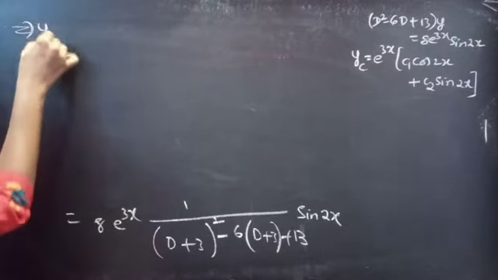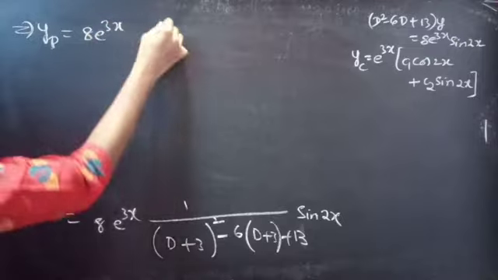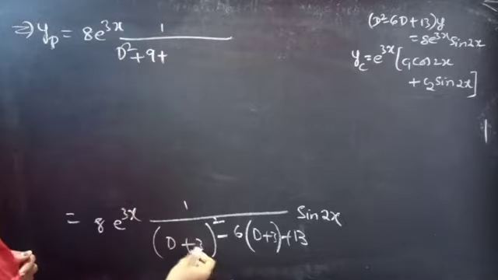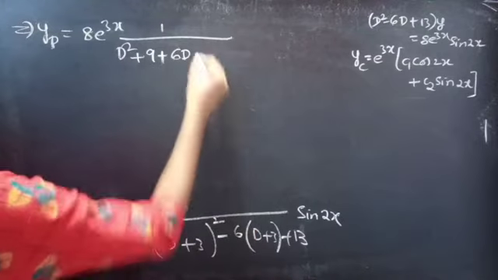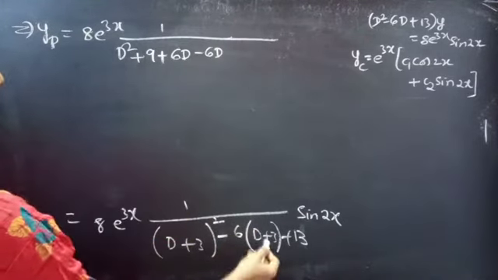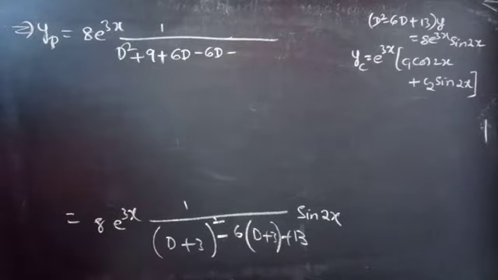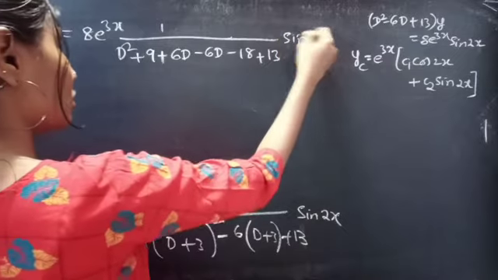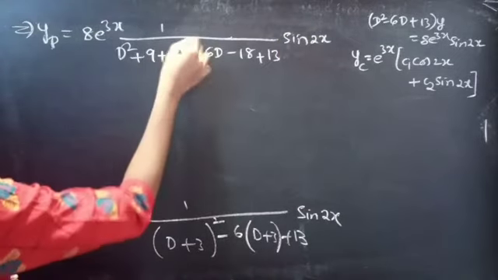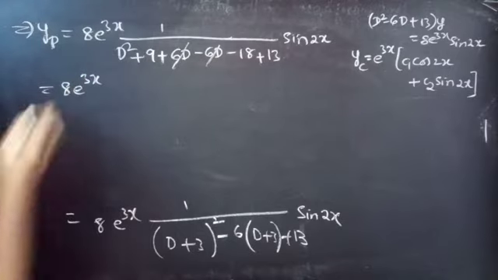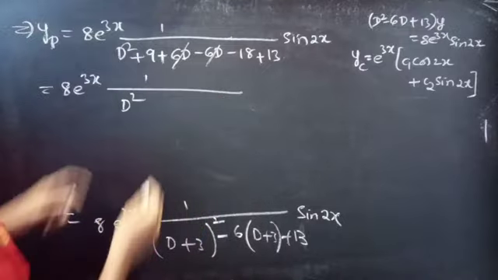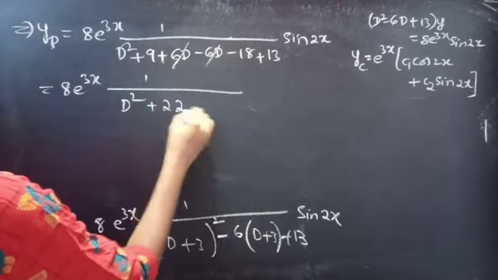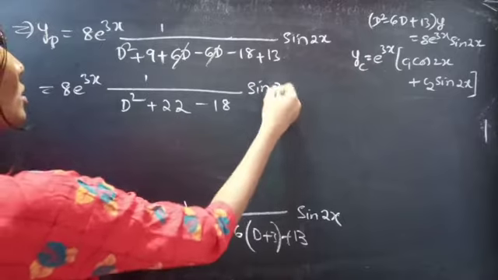Then yp becomes 8 e power 3x into 1 by, expand D plus 3 whole square, which is D square plus 3 square 9 plus 2 3s are 6D, minus 6 into D minus 6D, minus into plus minus 6 3s are 18, plus 13 into sine 2x. So here plus 6D minus 6D gets cancelled. This becomes 8 e power 3x into 1 by D square plus 9 plus 13 minus 18 into sine 2x.